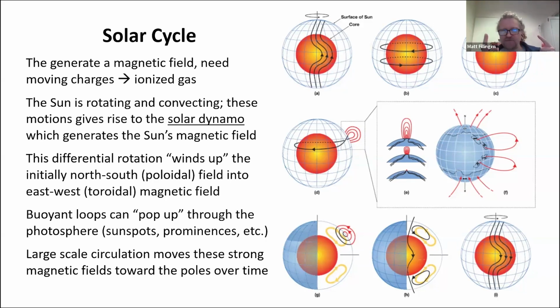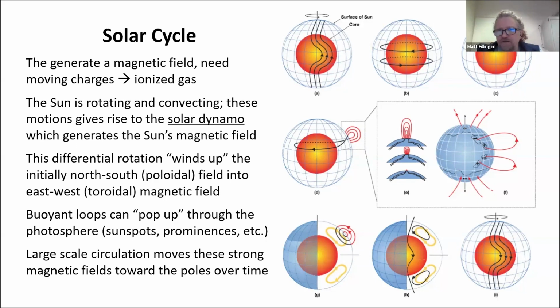As you twist up the magnetic field, it becomes unstable. Bits pop up, and it gets its maximum at solar maximum, where you have the most loops popping through the photosphere. But again, over time, you have the large-scale circulation patterns in the sun sort of drag those strong field regions toward the poles, again, over several years. And then you eventually, we think, get to the point where you have strong field over the poles, it's more north-south, and the whole process starts over again.